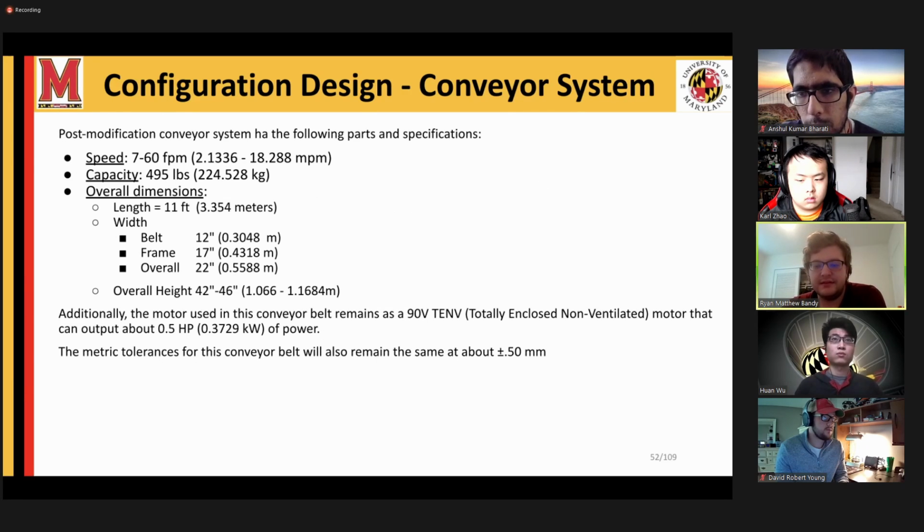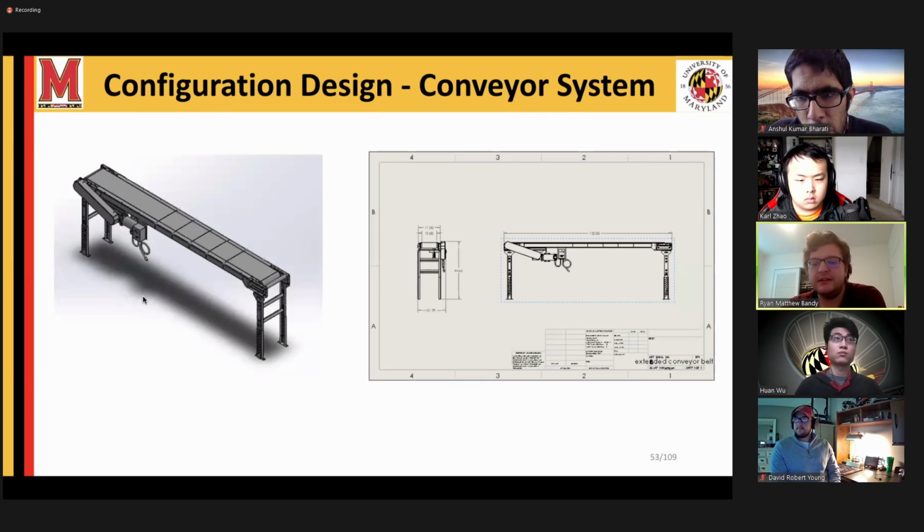These are the list of new specifications the ideal conveyor belt we were trying to achieve would have. For the most part, all of the specifications have not changed minus two important changes. The overall length increased from 7 feet to 11 feet, and the overall height has increased from between 34 to 38 inches to 42 to 46 inches. Much like the original conveyor belt, these are the 3D CAD model and drawings for the new conveyor belt after it had been altered to fit our design.